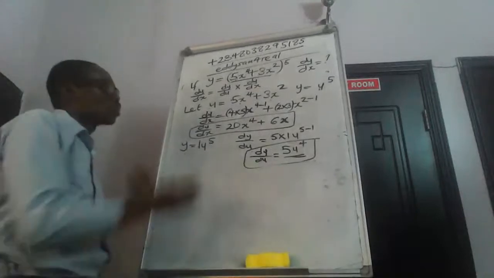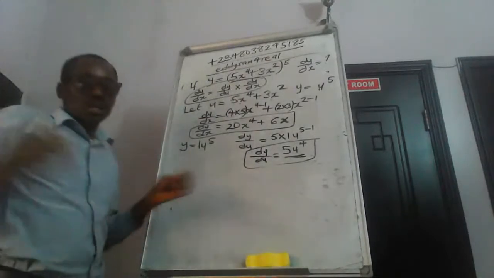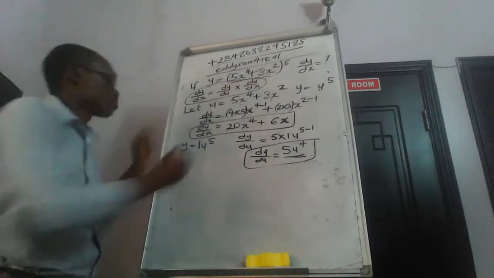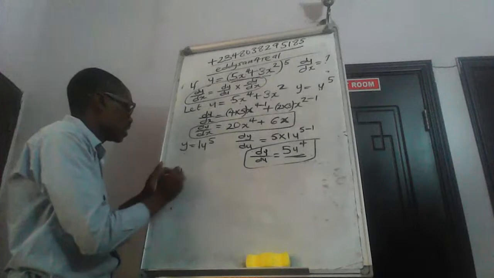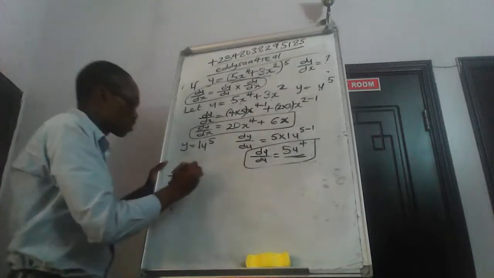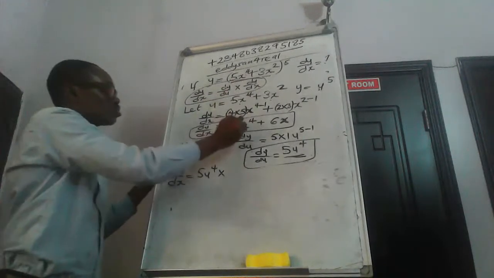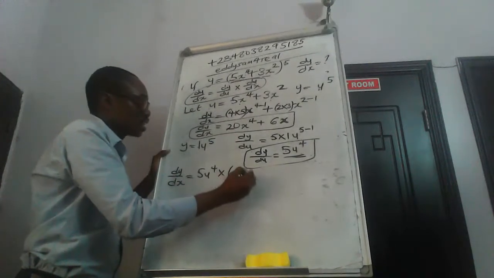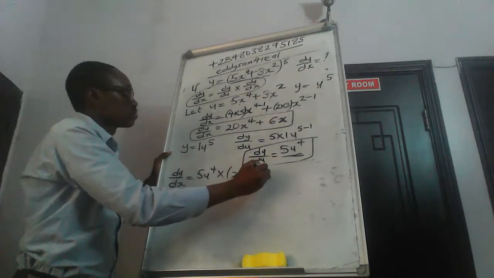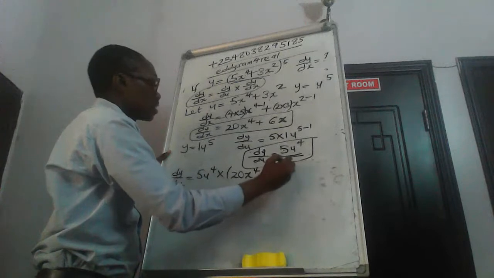So next, what do we do? This is our chain rule. We're now going to implement the chain rule. We'll put the value for dy/du times the value for du/dx. So dy/dx is equal to dy/du. What is dy/du? 5u raised to power 4. What is du/dx? 20x^4 plus 3x squared.